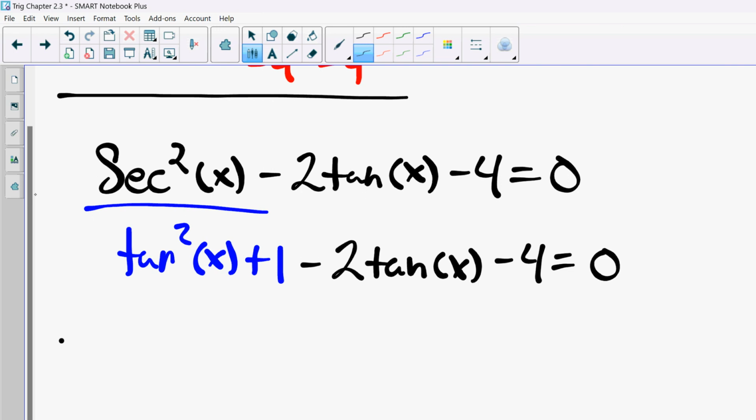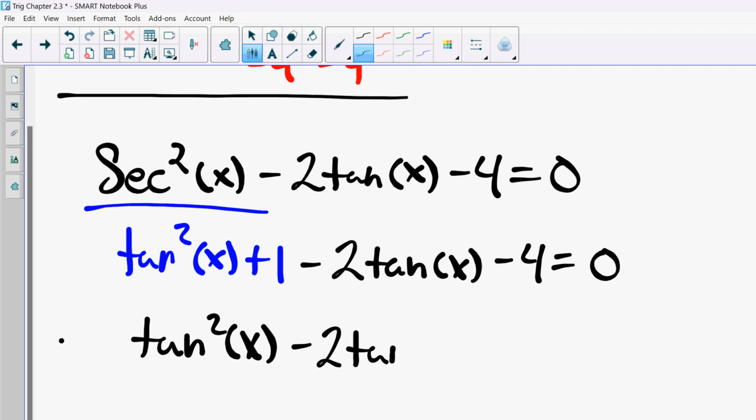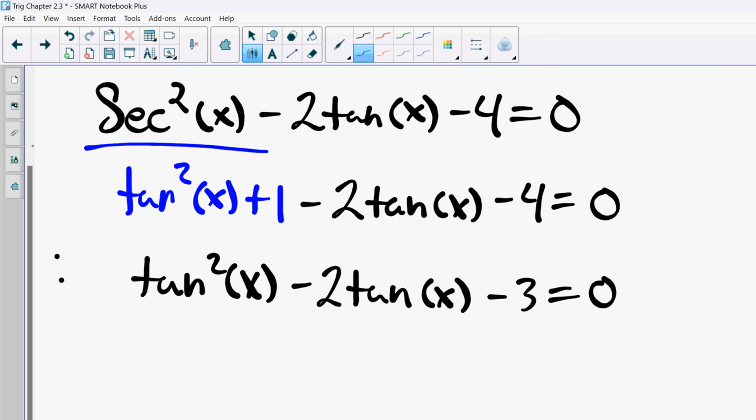Now we can combine like terms. Tangent squared of x minus 2 tangent of x minus 3 is equal to 0. Now we can go on and factor and then solve.